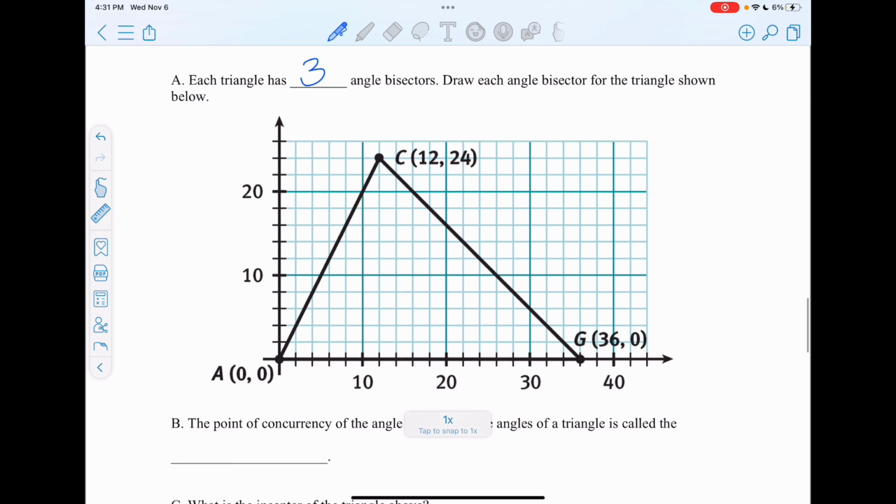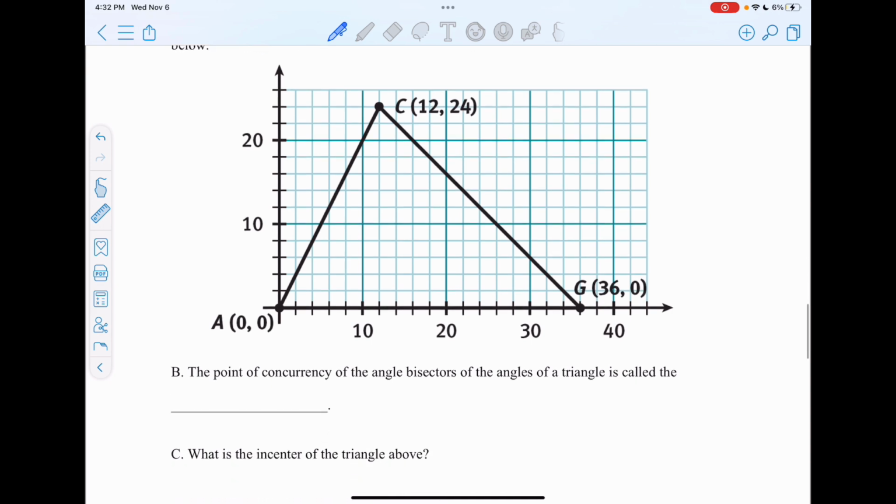And in order to do this perfectly, what I would do is I would use your protractor to measure the angle and then divide that angle in half. So for example, if an angle measures 60 degrees, mark where the 30-degree angle would be and draw the angle bisector to split that angle in half. Since I don't have a protractor right now, I'm just going to eyeball it. So splitting this angle in half, splitting this angle in half, and splitting this angle in half.